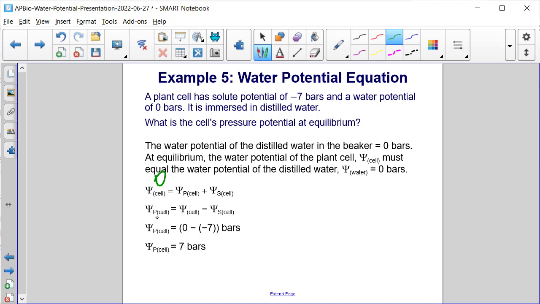So I solved for the pressure potential of the cell and substituted the water potential for the cell, which is 0, and the solute potential for the cell, which we were told is -7, and I get a pressure potential for the cell equal to 7 bars. So what this means is that in order for equilibrium to be established, water will flow into the cell, and as it does so, the cell wall will provide an external pressure. And water will continue to flow until the pressure provided by the cell wall is 7 bars.